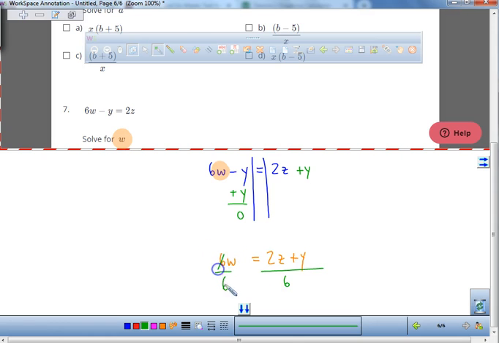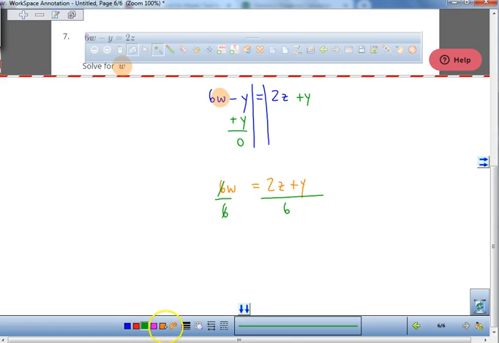Very good. So these will cancel out. So here's your final answer, everybody. W equals 2 times z plus y all over 6. That would be the answer.